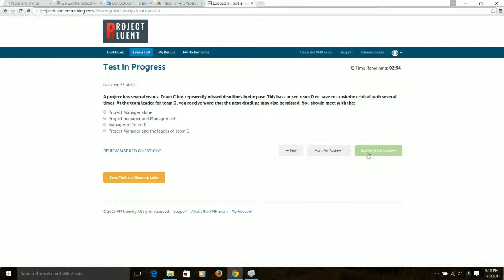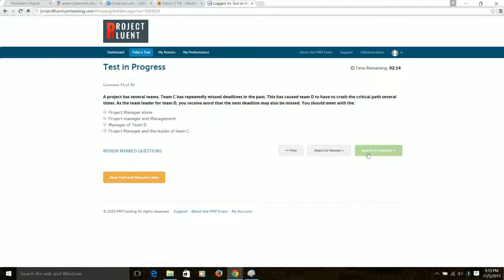A project has several teams. Team C has repeatedly missed deadlines in the past. This has caused Team D to have to crash the critical path several times. As the team leader for Team D, you receive word that the next deadline may also be missed. You should meet with the project manager alone, project manager and management, manager of Team D, project manager and leader of Team C.